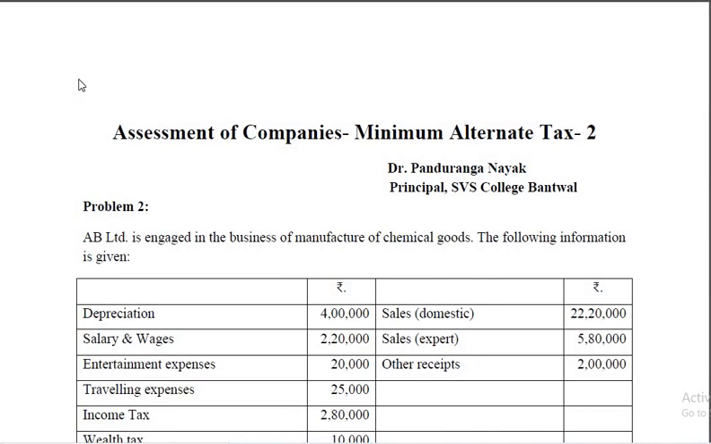Dear students, we have already learned how to compute total income and also computation of tax liability thereon. But in this problem, we'll learn how to compute the tax liability of a company where minimum alternate tax is applicable. This is video number 2 connected to that.